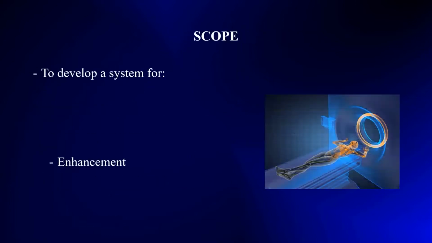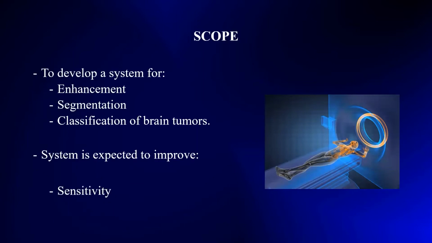Let's look at the scope of the project. Our aim is to develop an automated system for enhancement, segmentation, and classification of brain tumors. This system can be used by neurosurgeons and healthcare specialists. The system incorporates image processing, pattern analysis, and computer vision techniques and is expected to improve the sensitivity, specificity, and efficiency of brain tumor screening. The primary goal of medical imaging projects is to extract meaningful information from these images with least error possible.